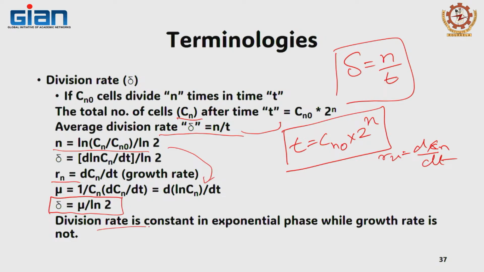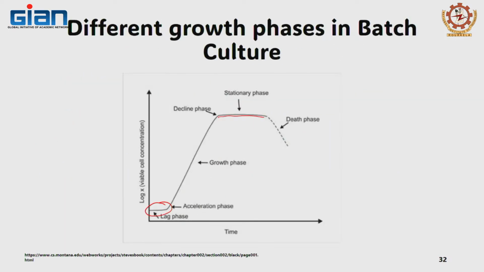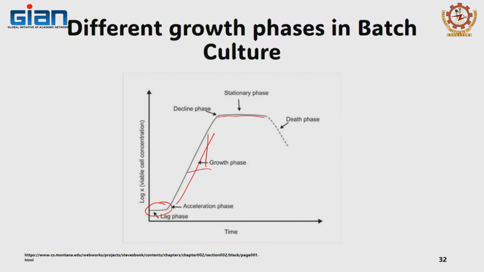So, the division rate is constant in exponential phase, while growth rate is not. What it means is, in this growth phase, the division rate is constant. Okay? Growth rate is not constant. The slope of this is your constant n.